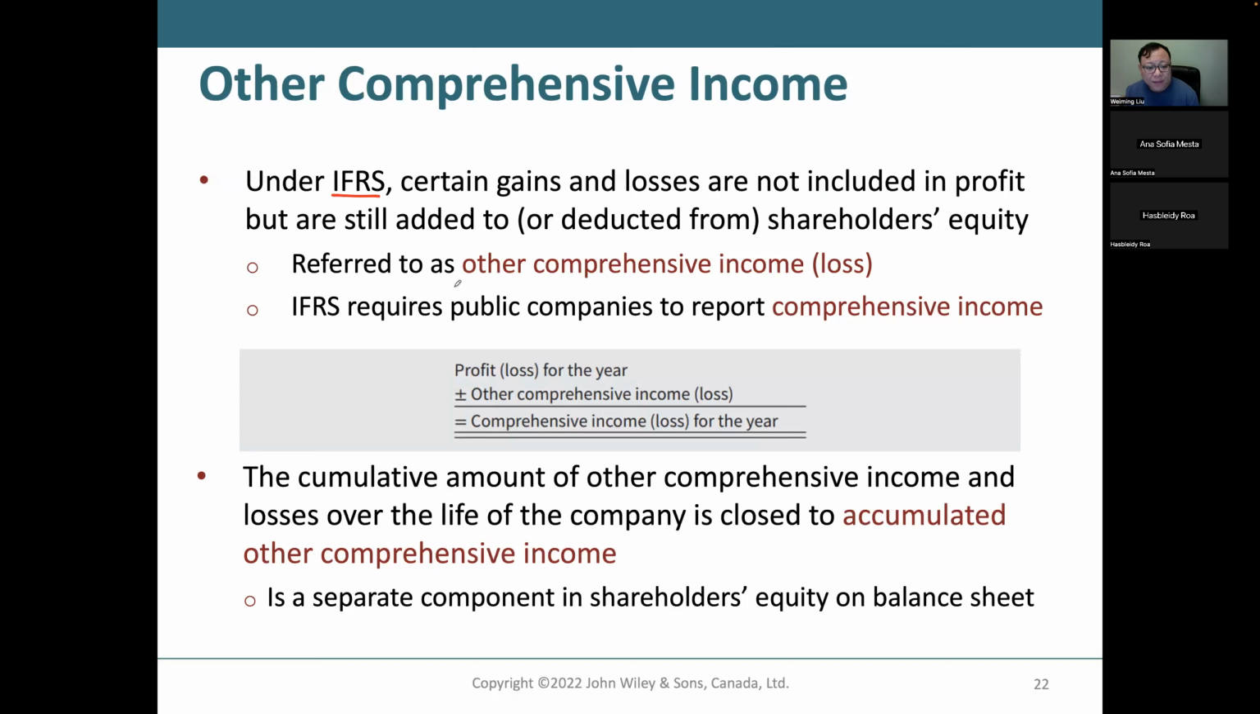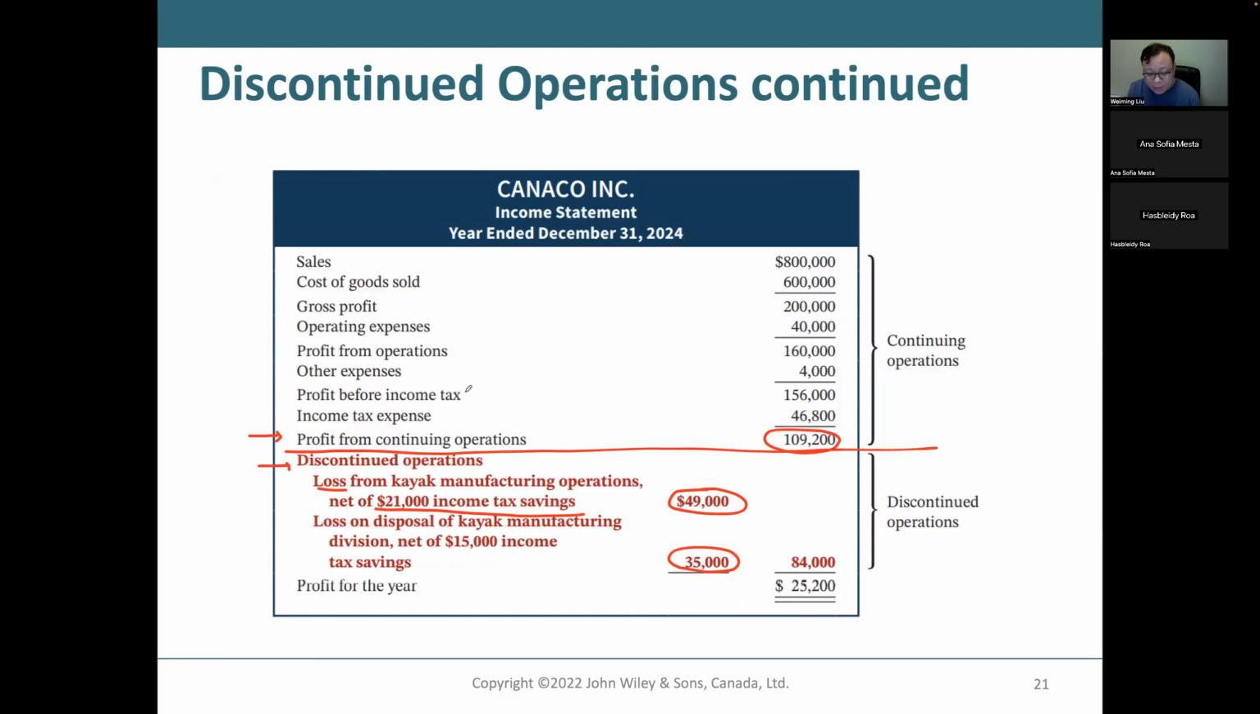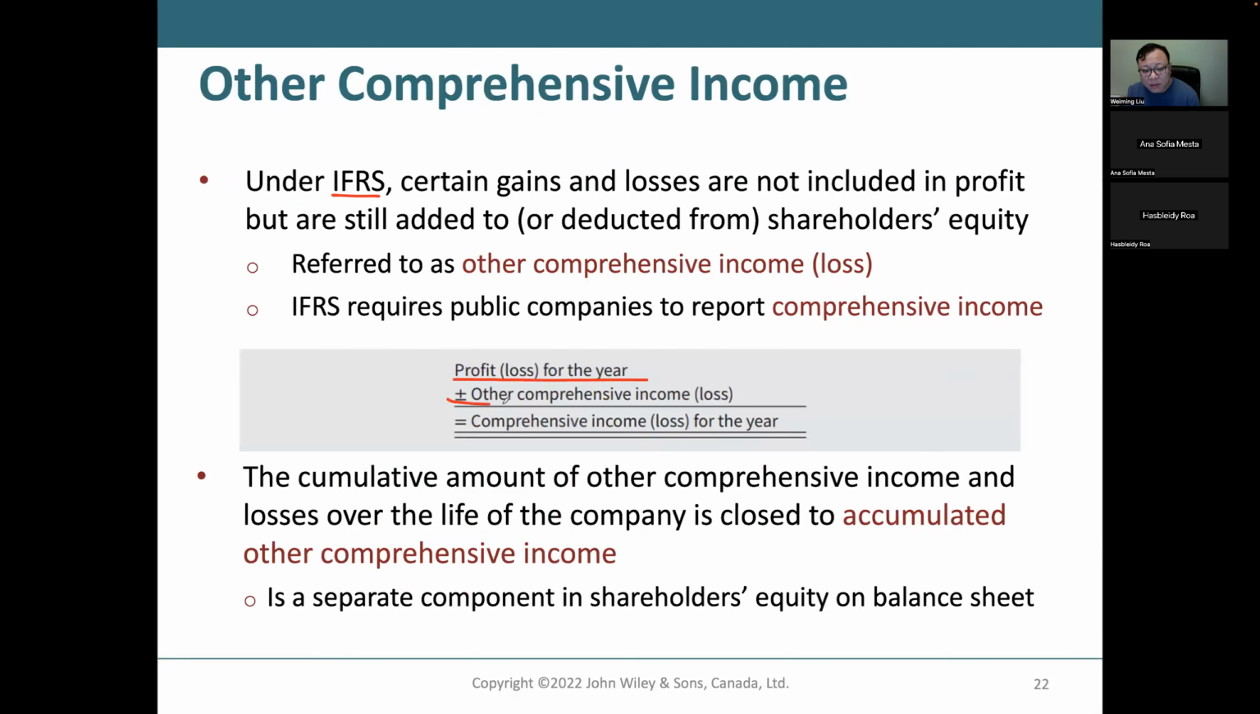So what is the concept of other comprehensive income and loss? You know the profit or loss for the current year, and then you add or subtract other comprehensive income or loss. Together, that is your comprehensive income or loss for the year. And this is a separate component in the shareholders' equity on the balance sheet.